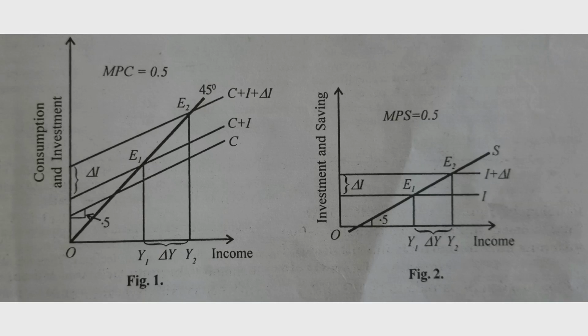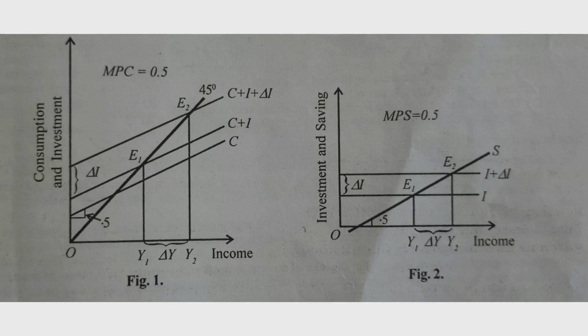Thus the rise in income Y1 Y2, as shown by change in Y, is twice the distance between C plus I and C plus I plus change in I, since the marginal propensity to consume is 1/2. The same results can be obtained if the marginal propensity to save is taken, so that when income increases, savings also increase to equal the new investment at a new equilibrium level of income.